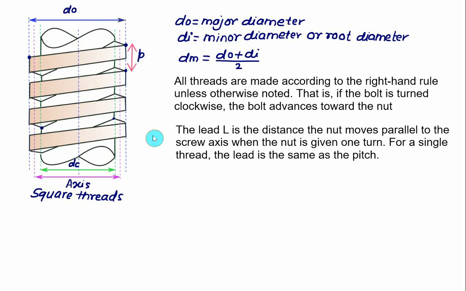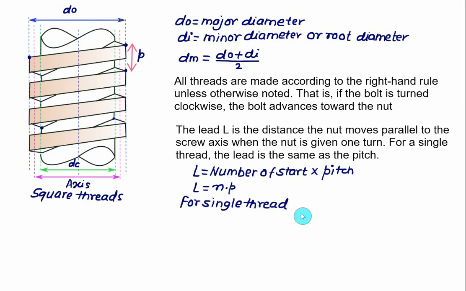If we have a single start thread, in that case the lead is the same as the pitch. In general, the lead is equal to the number of starts multiplied by the pitch. That is, L is equal to the number of starts N multiplied by the pitch P. As far as the single start is concerned, the number of starts is equal to 1, so lead will be equal to pitch. So in the case of a single thread, lead is equal to pitch.